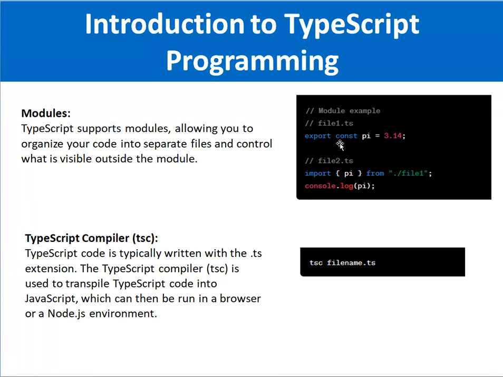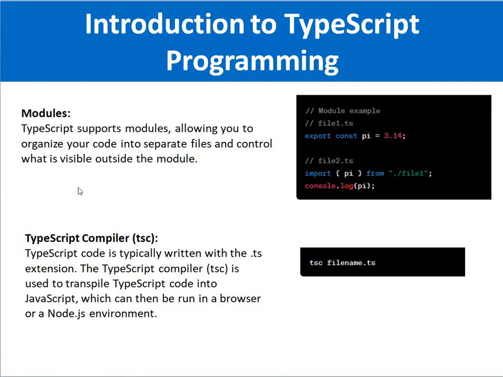So basically, see what happened. There are two files. File 1 has a constant value pi. First I exported this, and then I can import this variable from this location. These are two files. file1.ts is a separate file, file2.ts is a separate file. First I export it, and then I import pi from the first file.